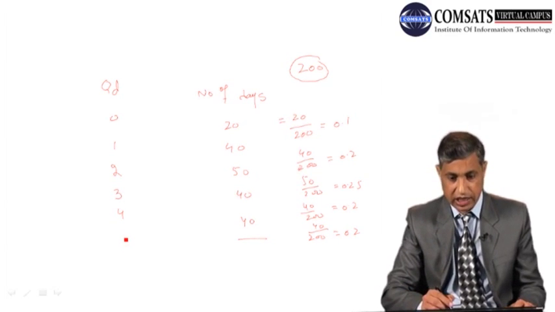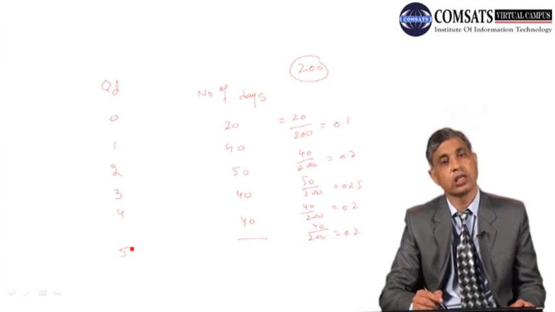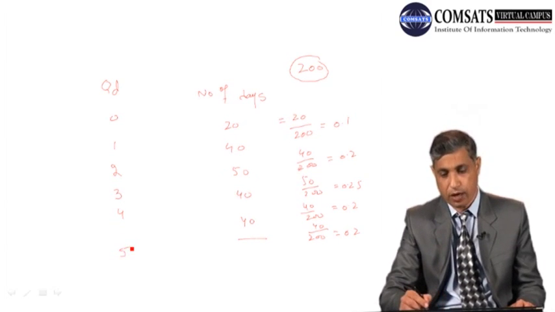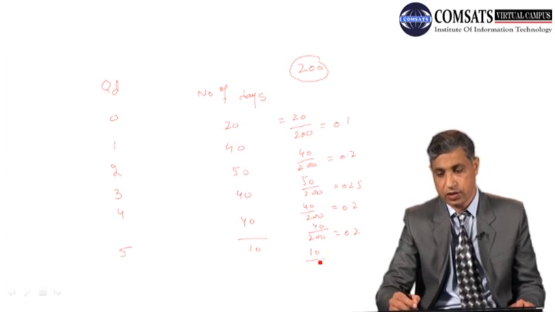So I say that the 5 liter sale was on only 10 days. So what is 10 over 200, and it is equal to 0.05.